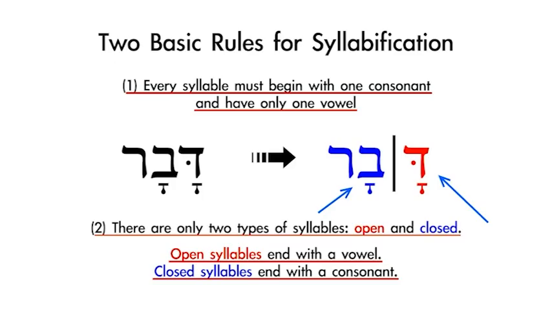So what are our two rules? One, every syllable must begin with one consonant and have only one vowel. And two, there are only two types of syllables, open and closed. An open syllable ends with a vowel, and a closed syllable ends with a consonant. It's that easy. These two rules are simple to memorize, but they are vitally important because they will help you to syllabify Hebrew words as we progress through the chapter.